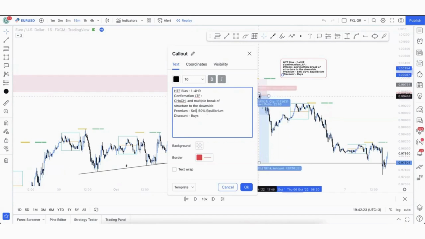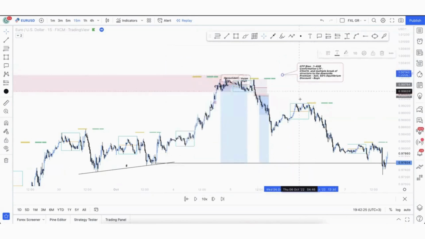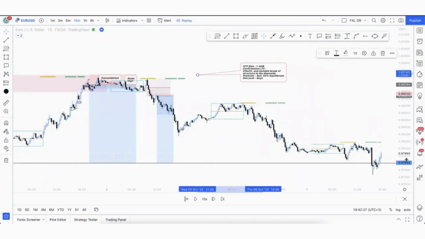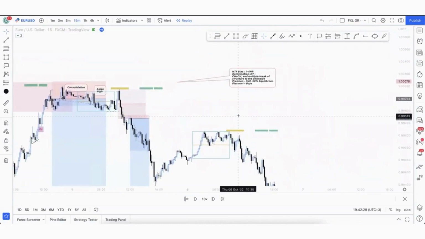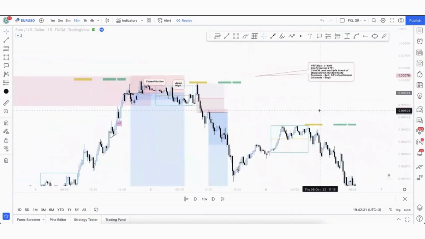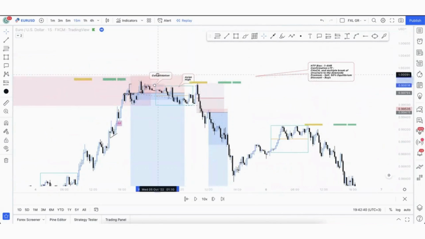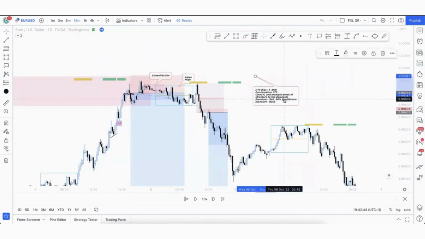So yeah. You could try this and do backtesting on this strategy. It can be useful in your trading. So that's it for me, guys. Thank you.